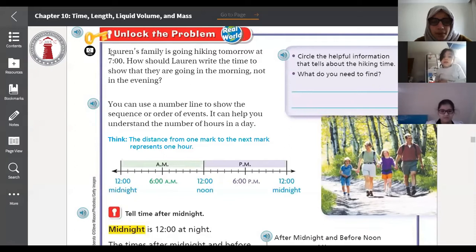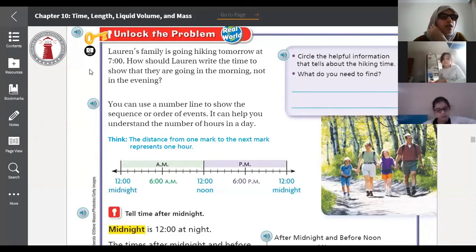Lauren's family is going hiking tomorrow at 7. How should Lauren write the time to show that they are going in the morning, not in the evening? Okay, continue. You can use a number line to show the sequence or order of events. It can help you understand the number of hours in a day. Okay, thank you so much, Yara.